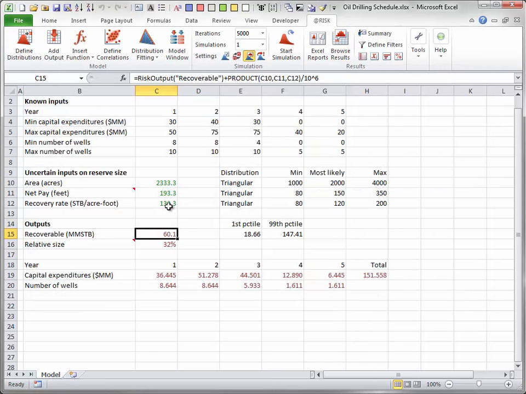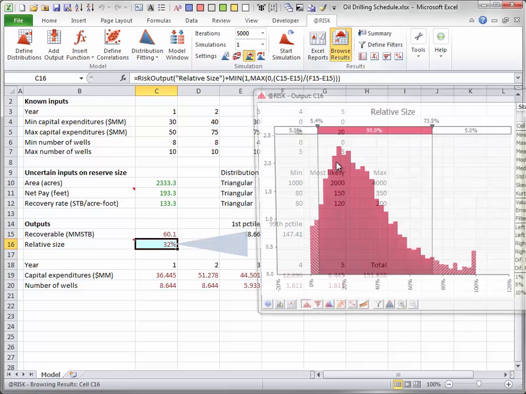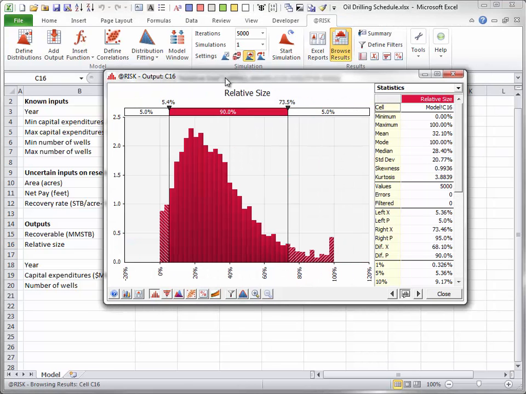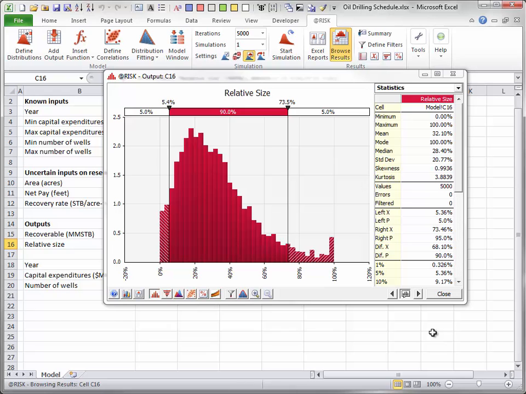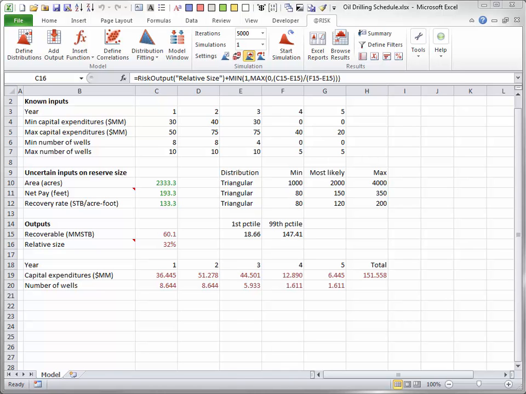For the relative size output, the histogram indicates bumps at 0% and 100%. These are due to the few iterations, approximately 2 out of 100, where the recoverable amount falls outside percentile limits in cells E15 and F15. These bumps appear in other histograms as well. For the yearly outputs in rows 19 and 20, you can look at histograms of each value individually.